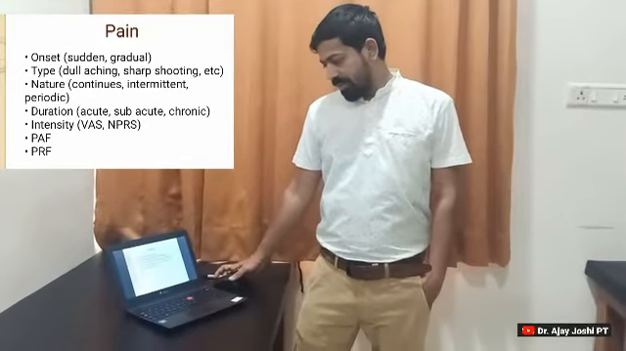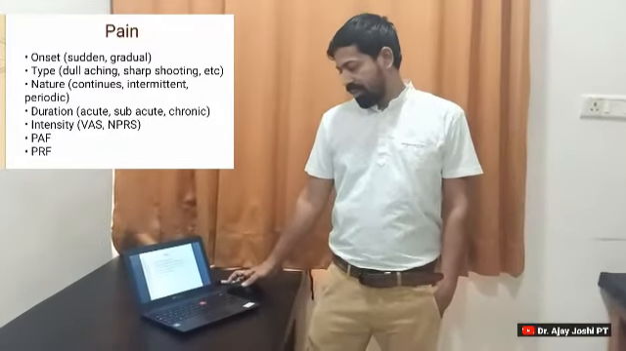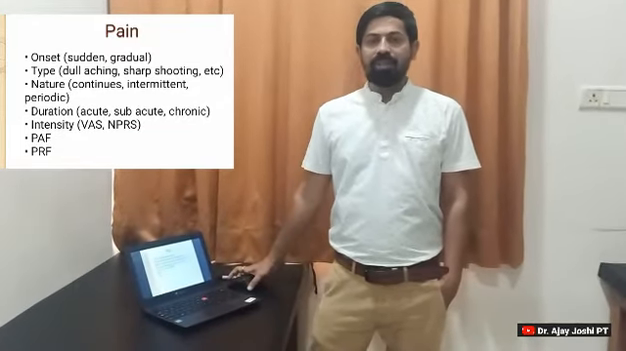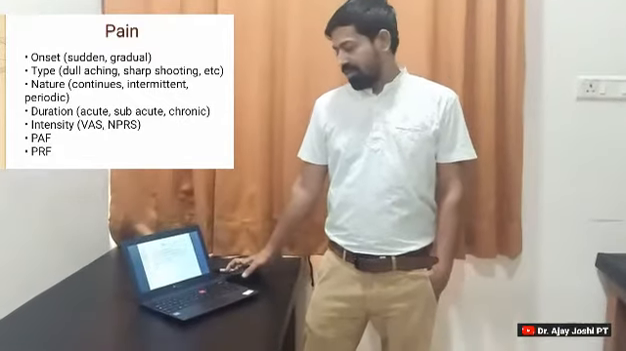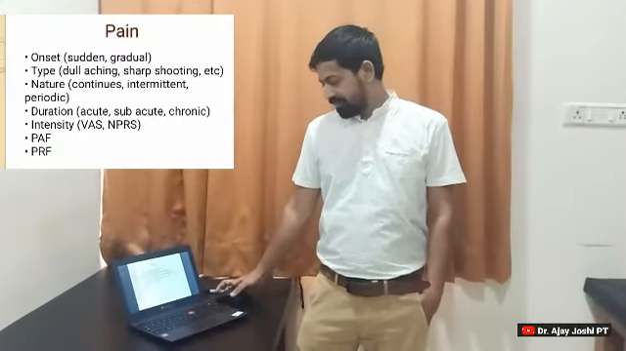Then type of the pain. There are so many types of pain, but in knee we particularly find dull aching or sharp shooting pain. Then nature of the pain, it can be continuous, intermittent or periodic. Then duration of pain, since how long the patient has had that pain. It can be acute, subacute or chronic pain.